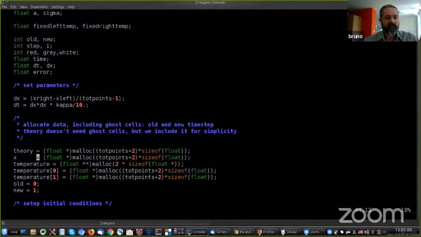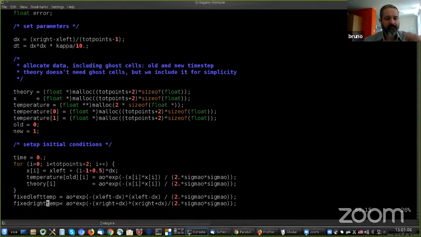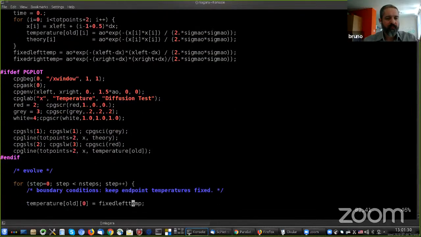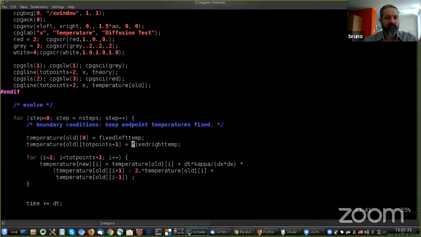For the theory, for X, temperature at the old time and the new time, okay? And here we do the initial setup, of course. X starts from X left, and then you march over the grid points, the temperature with the Gaussian here, the original Gaussian for the theory, and the boundary condition on the left and the right. Don't worry about the ggplot stuff. And then here, we march forward as we go from step zero to the 100,000 number of steps. And for the temperature on the left and the temperature on the right, we keep it fixed with the value of the boundary condition as we march.